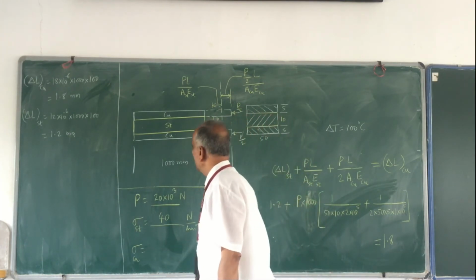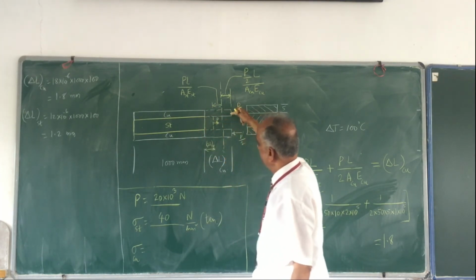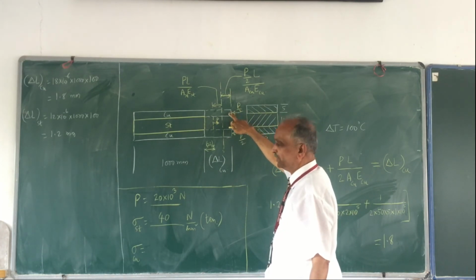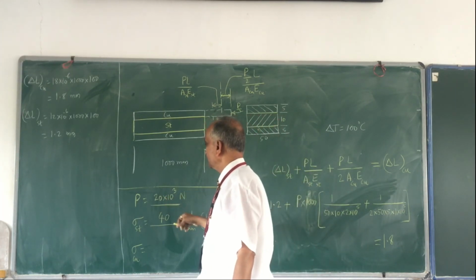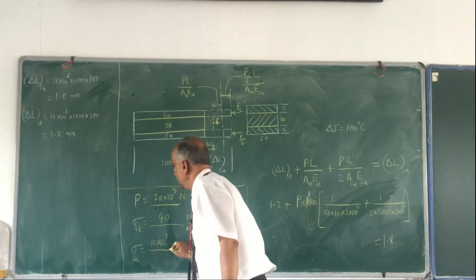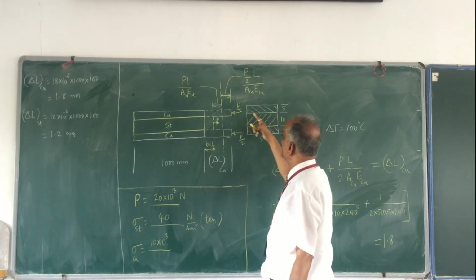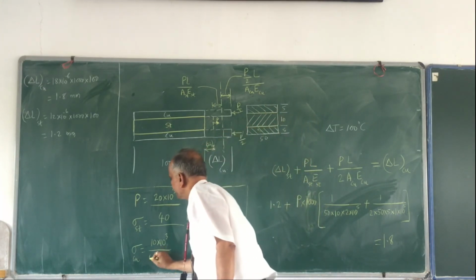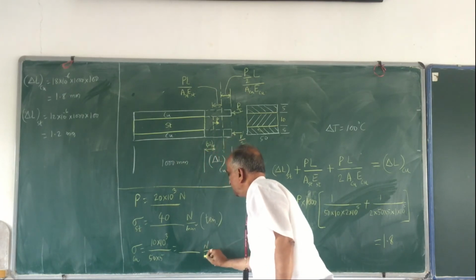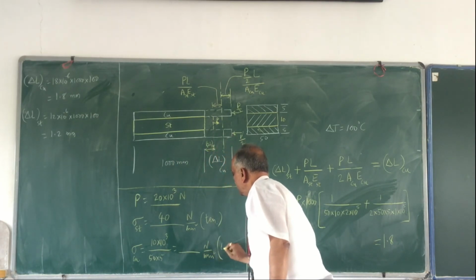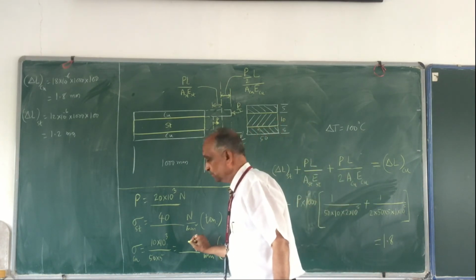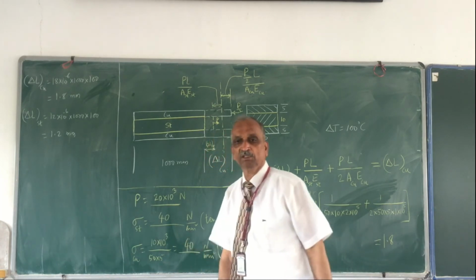This is sigma copper in each plate, this plate and this plate. I take only one plate. The load is P by 2, that is 20 into 10 raised to 3 divided by 2, which is nothing but 10 into 10 raised to 3 Newton, divided by the area of the plate, that is 50 into 5. So we calculate this, so many Newton per millimeter square, and this is compressive. This also is 40 compressive.